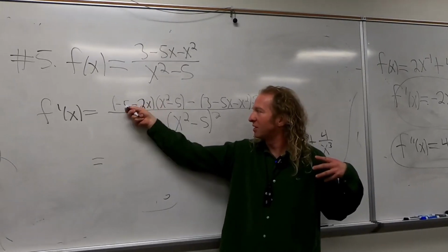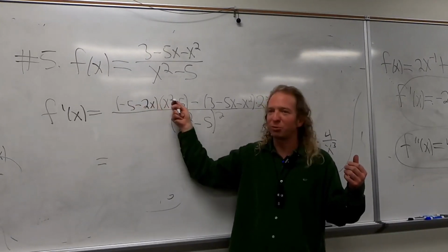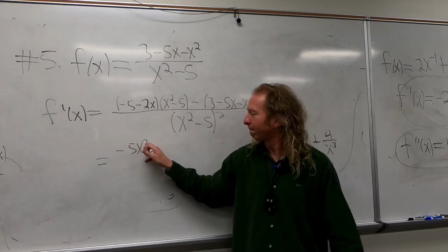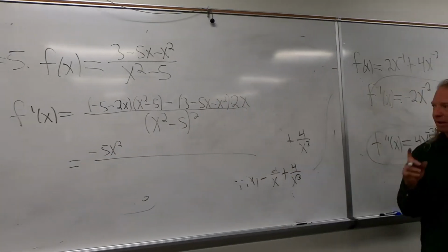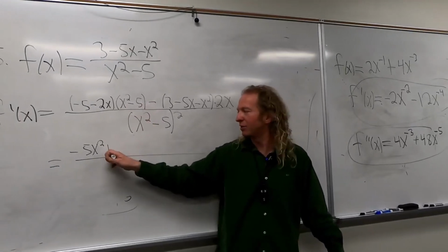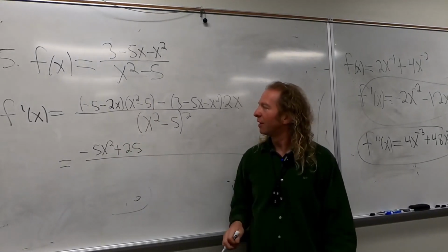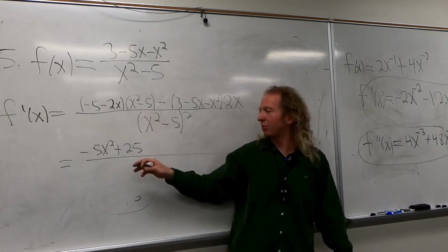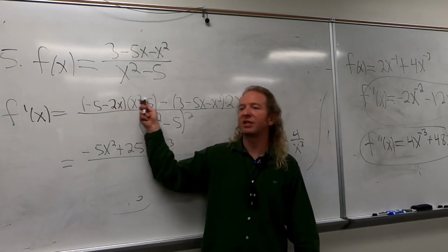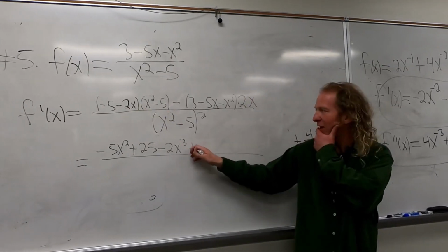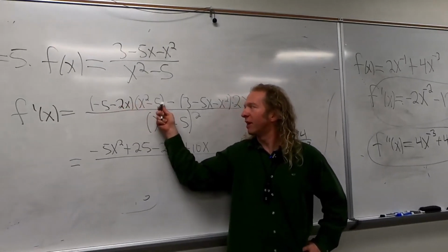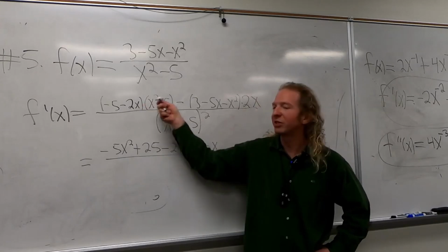So let's do it. Basically, you just distribute. You take this one and multiply it by these. Take this one, multiply it by these. So it'll be negative 5x squared, and then plus 25, right? Then negative 2x cubed, plus 10x. Let me go over that again, just to make sure I did it right. So negative 5x squared plus 25, negative 2x cubed plus 10x, right?